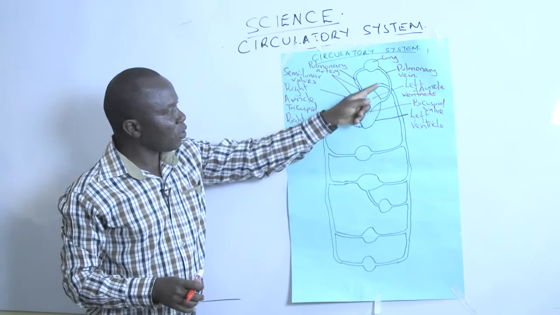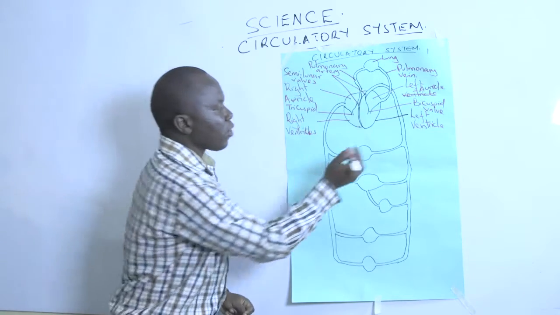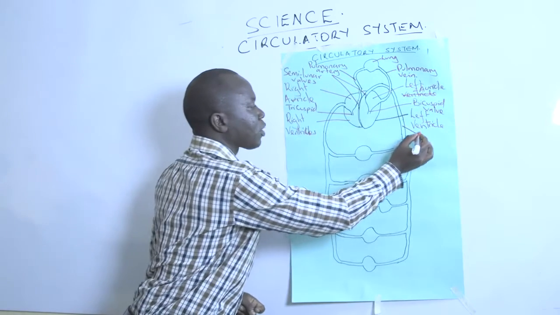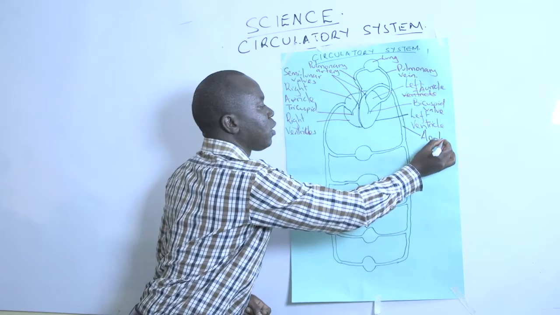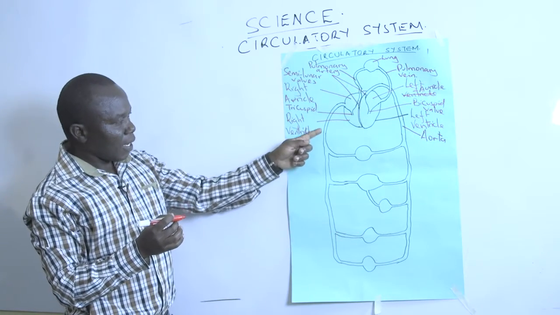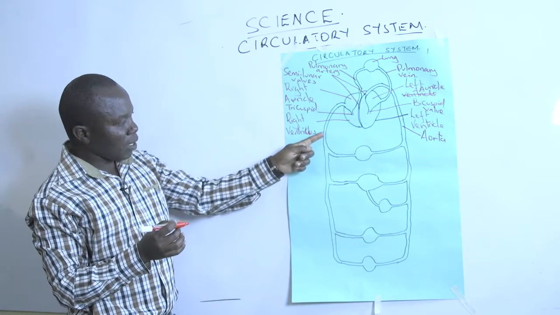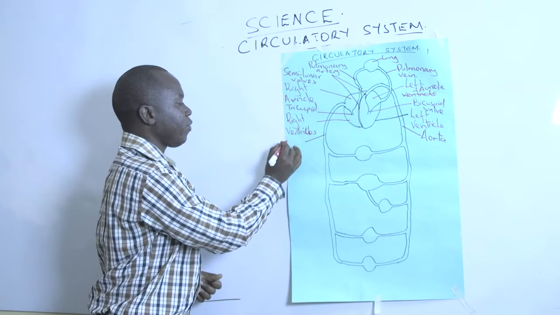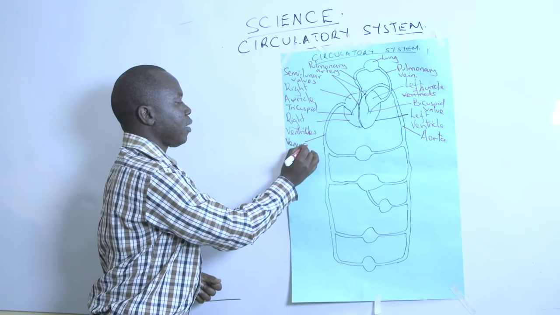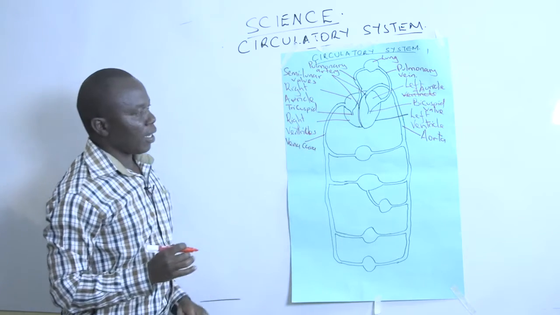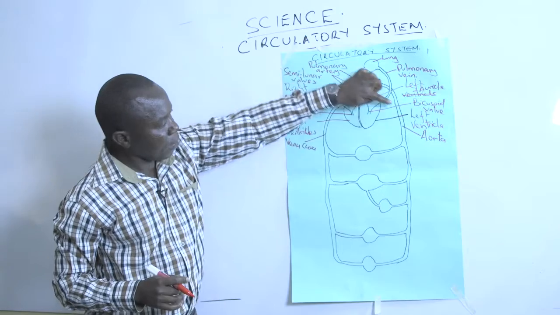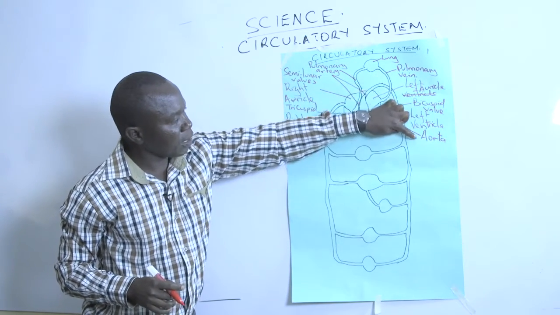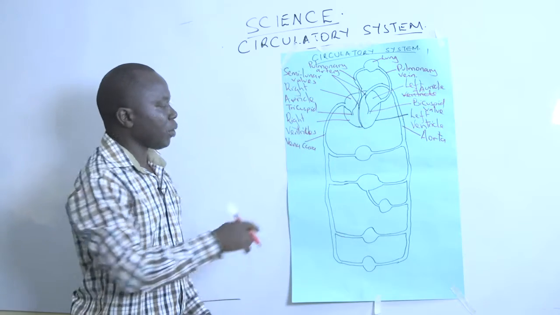And then we have a blood vessel that is carrying blood away from the left ventricle. It is called the aorta. A blood vessel carrying blood back to the heart is called the vena cava. Now we can go down. When blood is carried into the aorta, it has a lot of oxygen. It can go to any parts of the body.